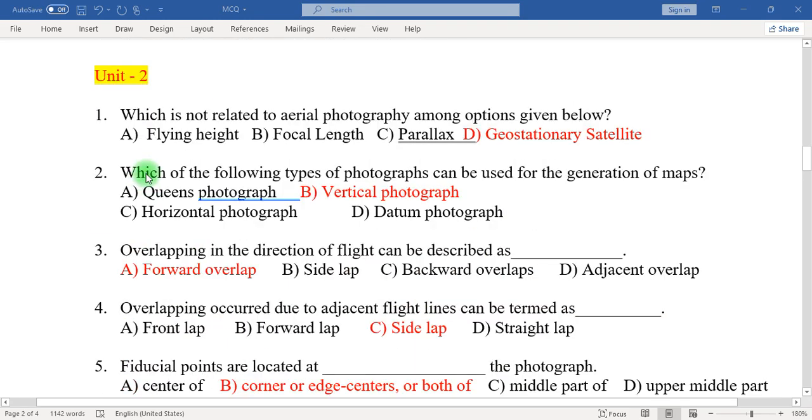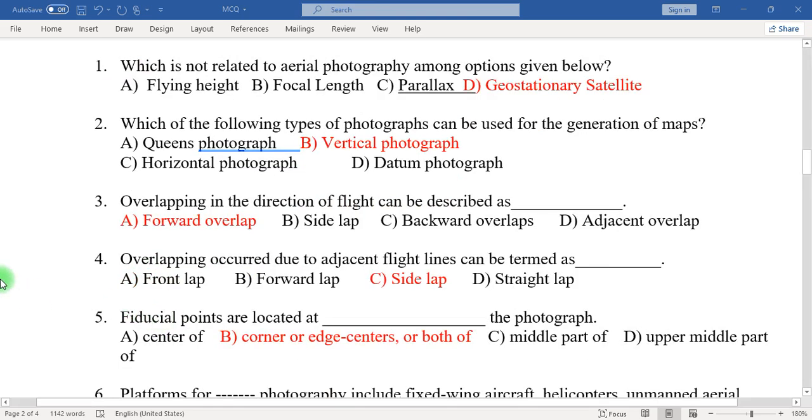Unit number 2. Which is not related to aerial photography among the options given below? Correct answer, geostationary satellite. Which of the following types of photographs can be used for the generation of maps? Correct answer, vertical photographs. Overlapping in the direction of flight can be described as? Correct answer, forward overlap. Overlapping that occurs due to adjacent flight lines can be termed as? Correct answer, side lap.